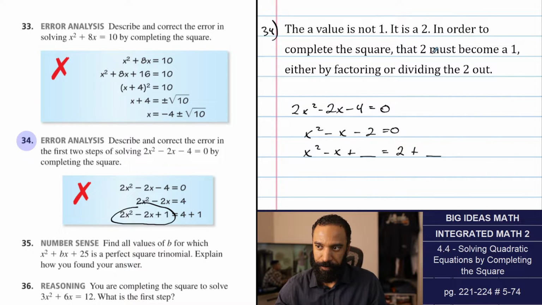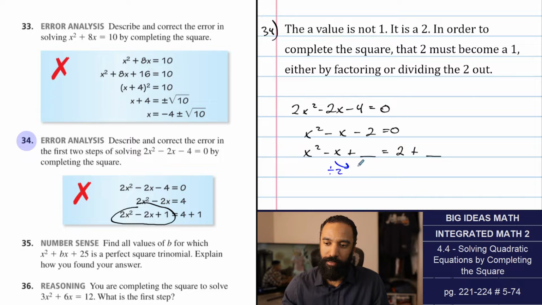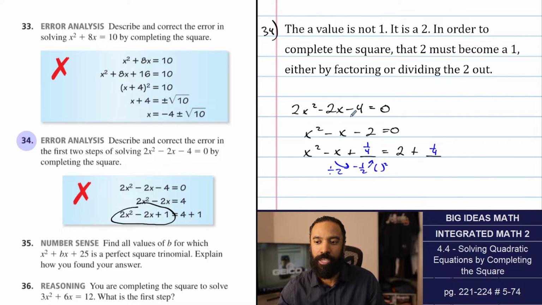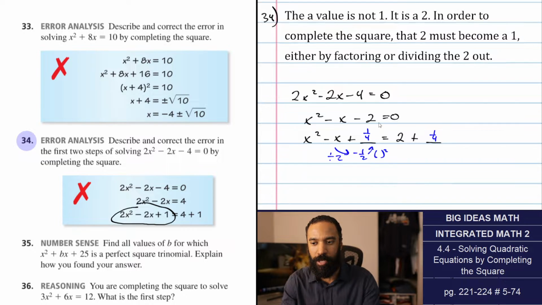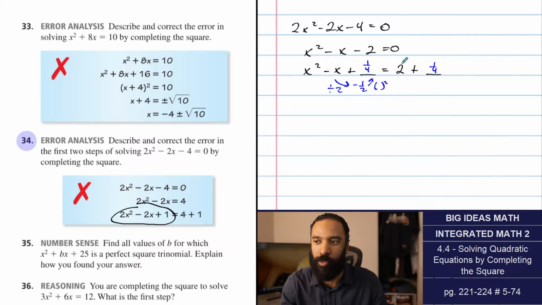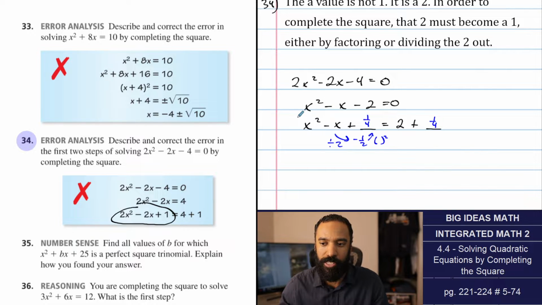Remember, that's what this is. Negative 1 divided by 2 is negative 1/2. Negative 1/2 squared is positive 1/4. This is then the number that goes in here. They're not asking us to do anything else, but you know what this is? It's a perfect square trinomial, which factors down, because it's a 1x squared, and that's what we can deal with. So that's the final step and stage in what we do.